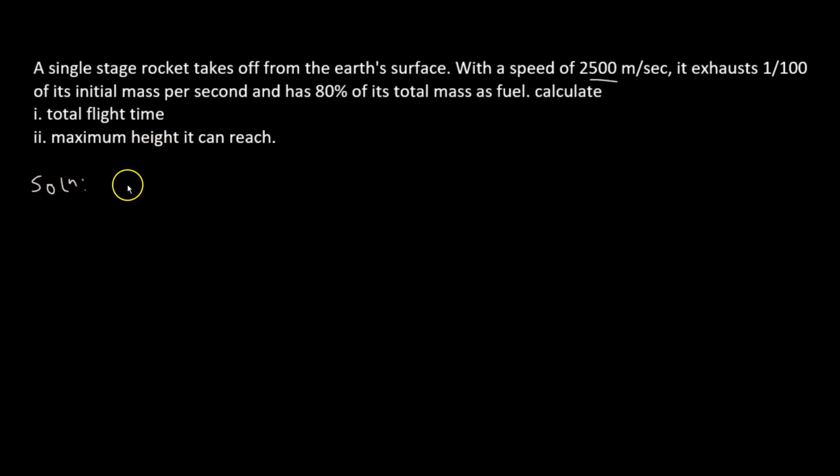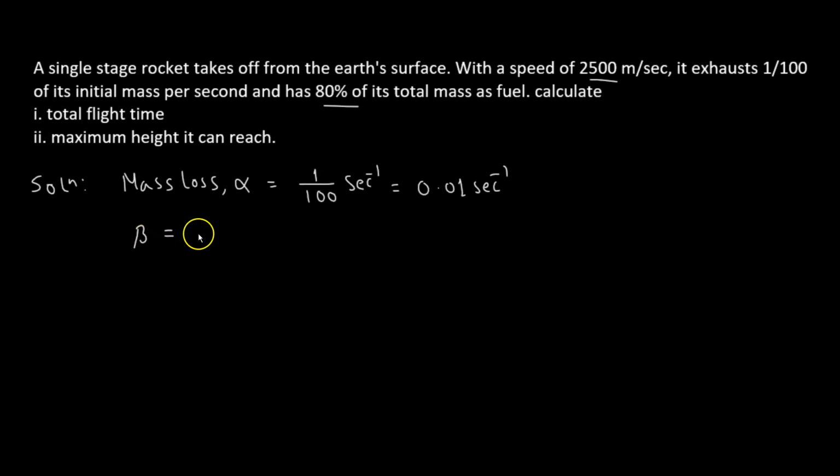Here we have the mass loss, which is given by alpha, that is equal to 1/100 of its initial mass. So its unit is second inverse, so that's 0.01 second inverse. Then it's given that 80% of its total mass is fuel. So that means the beta value is given as 80%, which is equal to 0.8. Then we have the speed of the exhaust. So U is equal to 2500 meters per second.